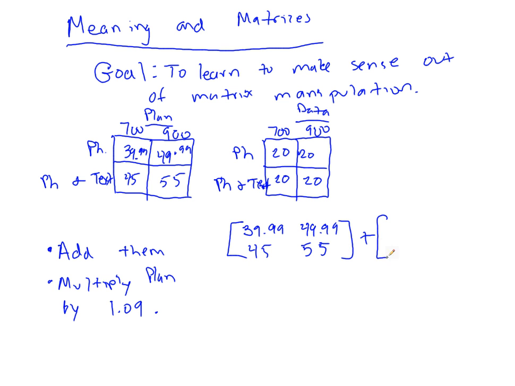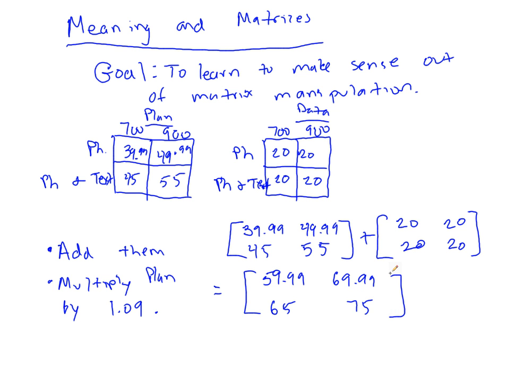So we're going to add these two tables together. Now you'll notice that the data plans are the same. It doesn't matter which plan you have, it's always going to be 20 bucks. So if I add these together, well, I get $39.99 plus 20 is $59.99, and then I get $69.99, and I get 65, and I get 75. So what's the meaning of these values?